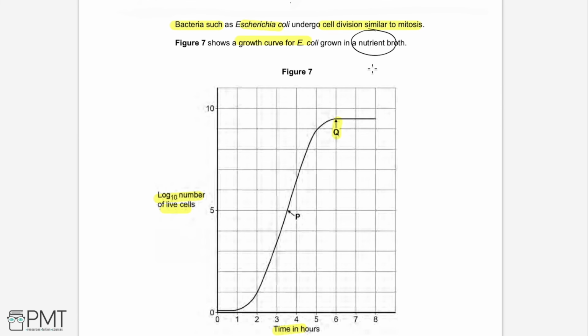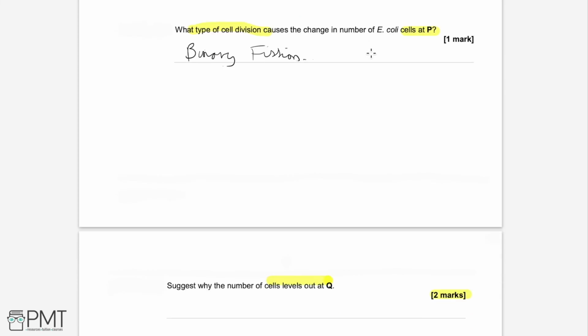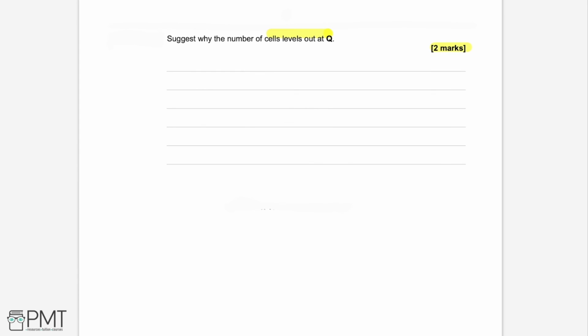Now, reading back to the question, we see that the bacteria are grown in a nutrient broth. Now, this is essential, since for cells to survive and hence grow, they need many nutrients for all sorts of biological processes and molecules, such as proteins or DNA. Now, there is a limited amount of nutrients in this nutrient broth. So, at point Q, we can assume that nutrients has run out. And this is our first point.